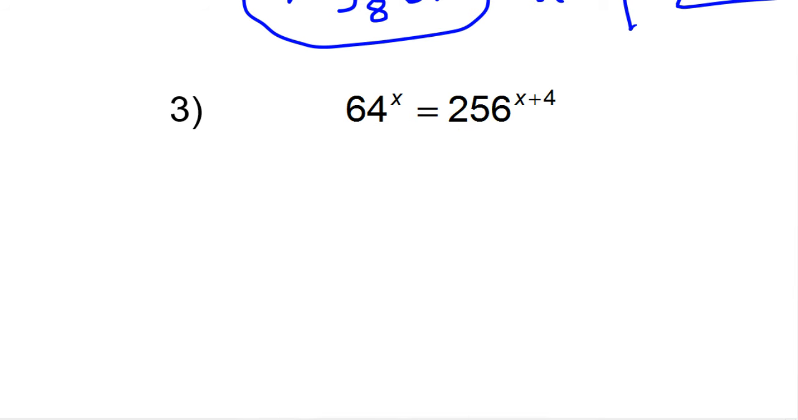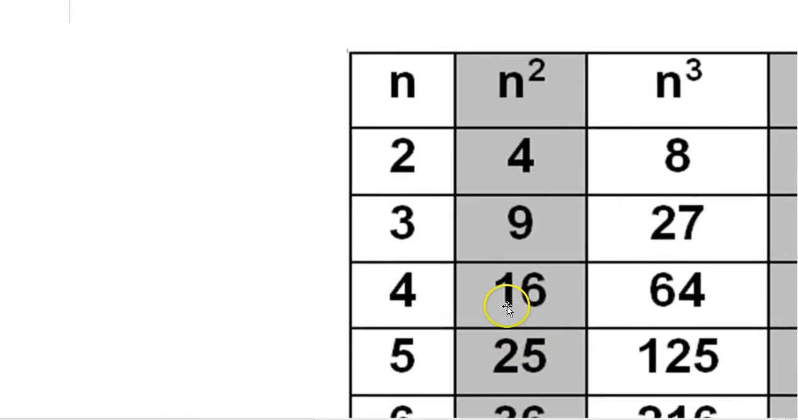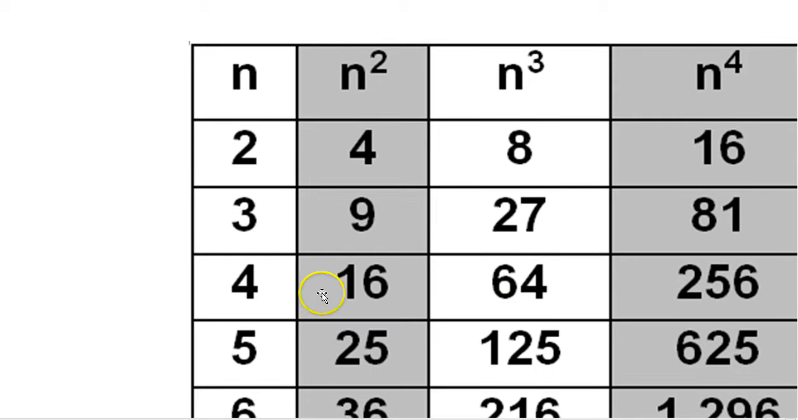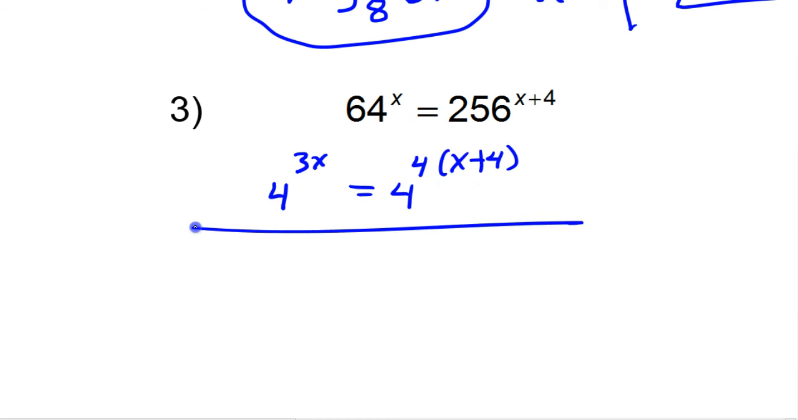So a chart like this one would have been helpful. One of these exponent tables would be useful. So 4 to the third power and 4 to the fourth power, you see the 64 and the 256. So that's the way to go when you have x's on both sides. So 4 to the third power, so that makes that 3x. And this is 4 to the fourth power. So I'll put the x plus 4 in parentheses.